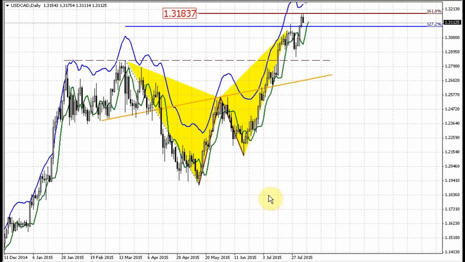Welcome everybody, guys. Today we'll take a look at the Canadian dollar. Since the market has shown some progress and has reached the targets that we have predefined previously, right now we need to add some comments on what we could expect on the Canadian dollar.